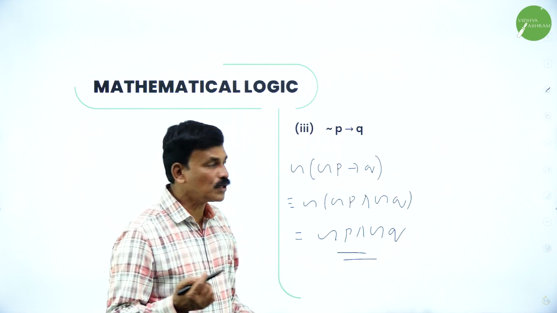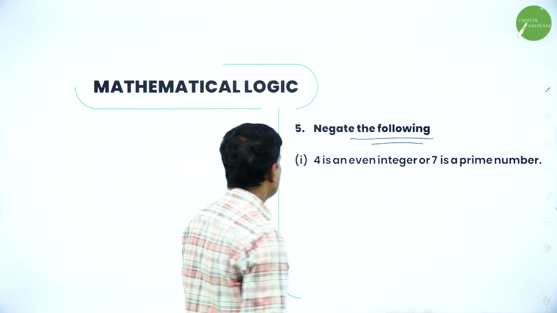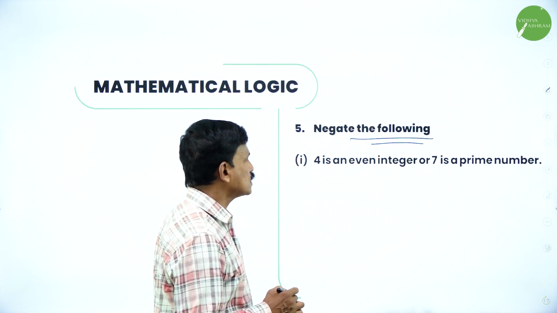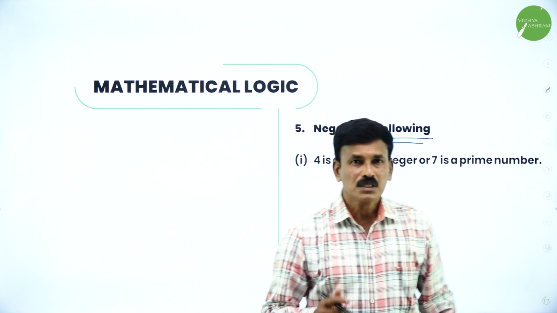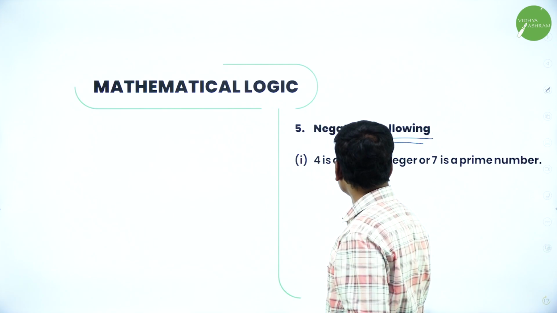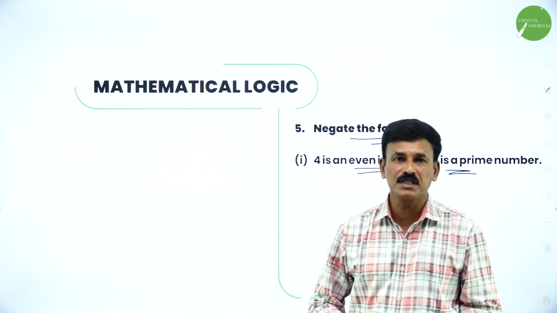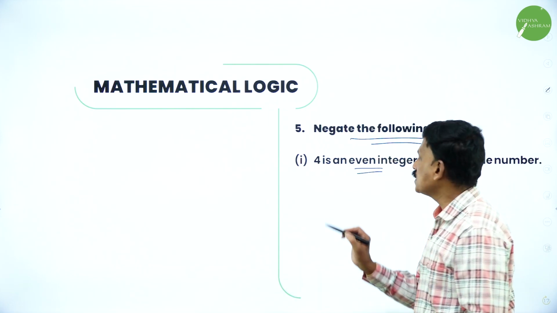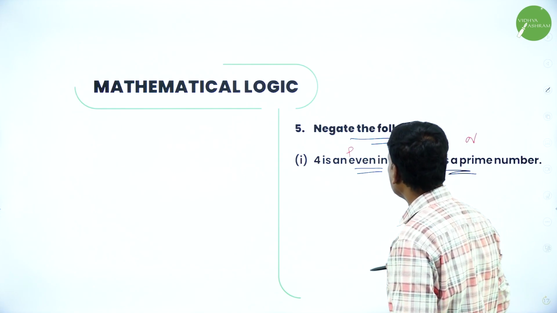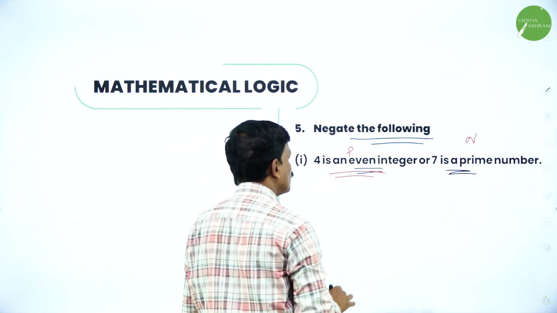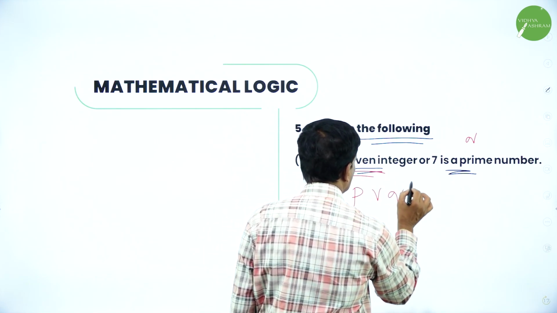Let's move on to the next type of problem. Negate the following. Here the verbal statement is given: 4 is an even integer or 7 is a prime number. We have to negate this statement. Here P is 4 is an even integer, Q is 7 is a prime number. P disjunction Q is given.